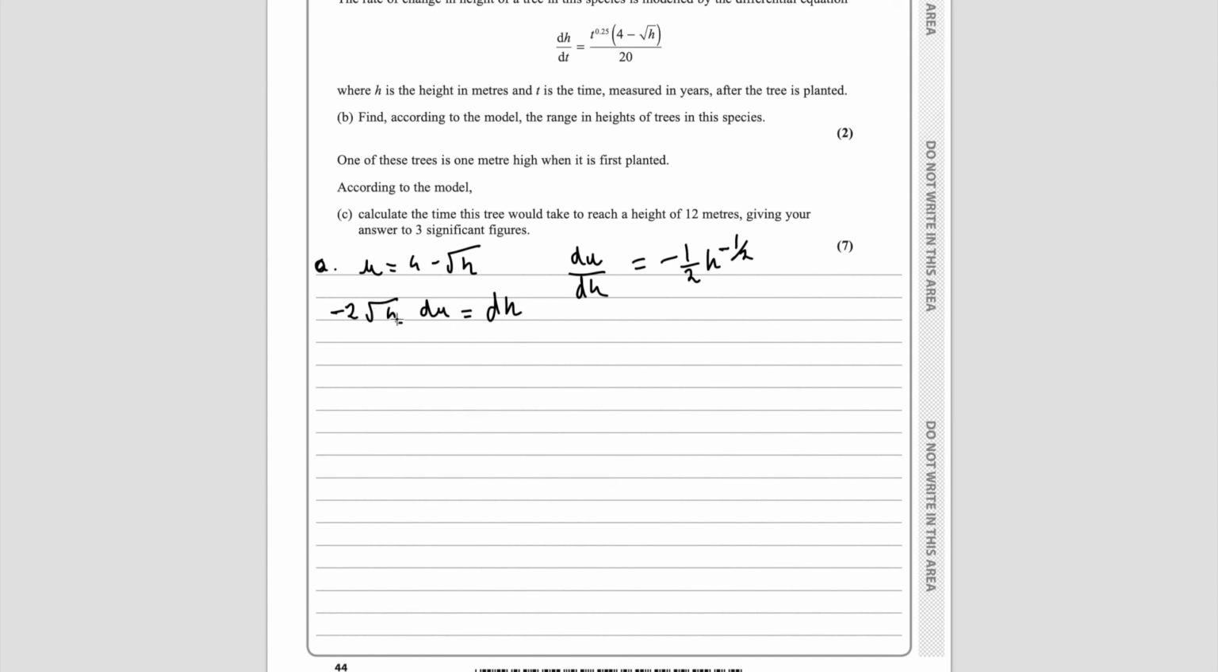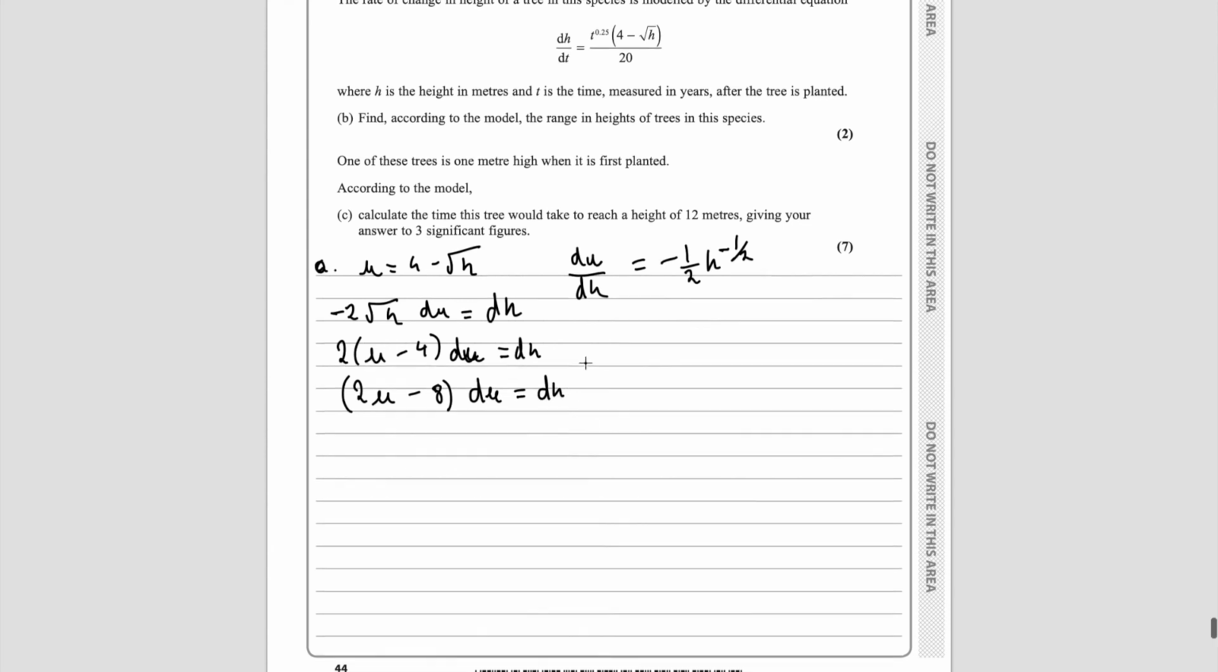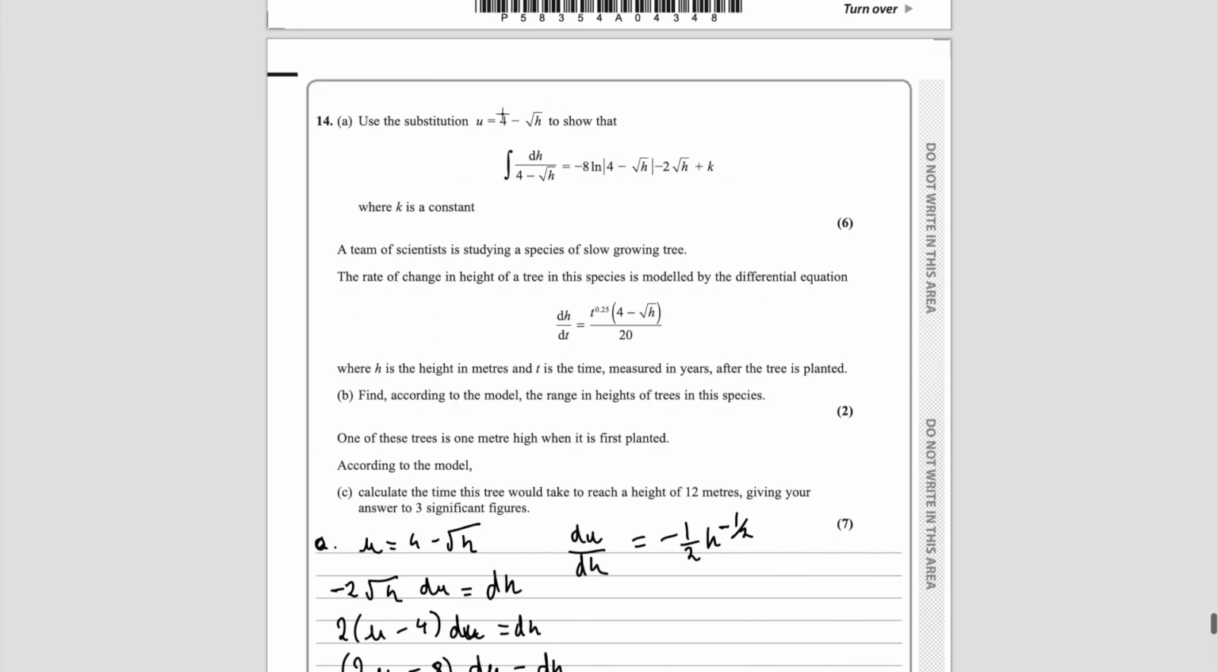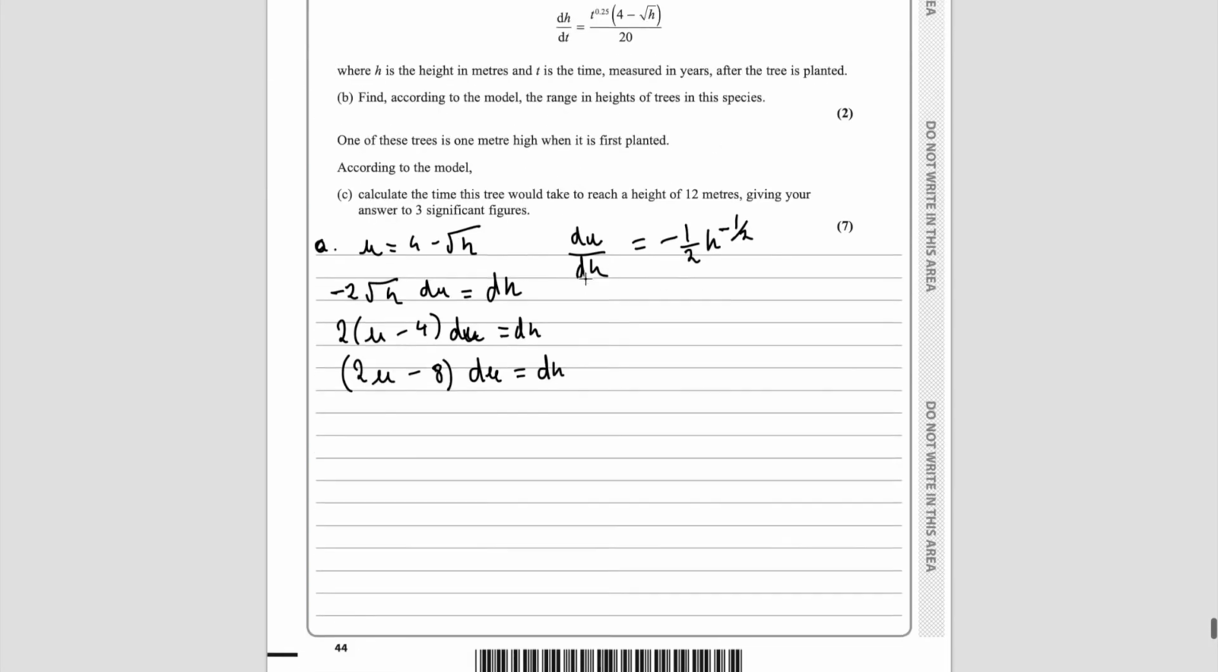This here is, if we rearrange it in such a way where we take 4 to the other side and then times whatever we have there by 2, this here is 2u minus 4 du, and that equals dh. And if we were to multiply this out, 2u minus 8 du is equal to dh. And now our next step is just going to be to put it into here, once we've put this u as the substitution on the denominator.